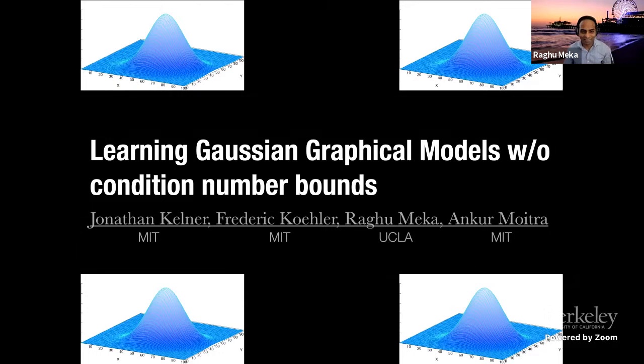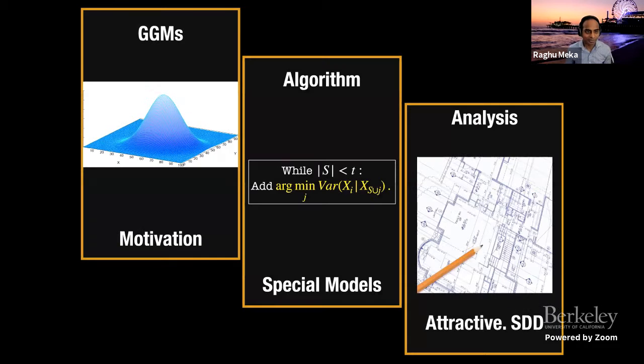So, hello everybody. Today I'll talk about learning Gaussian graphical models, and I'll tell you a little bit about what's known and what we do. This is joint work with Jonathan Kelner, Frederic Koehler, and Ankur Moitra, all from MIT. So the talk has three parts. First, I'll talk about what GGMs are, the motivation for studying them, and then I'll talk about the special cases that we'll study that arise in various learning applications, statistical physics, and so on. Then I'll tell you our algorithm. It is very simple. The algorithm is encapsulated in just these two lines here. Then I'll say a few words about the analysis.